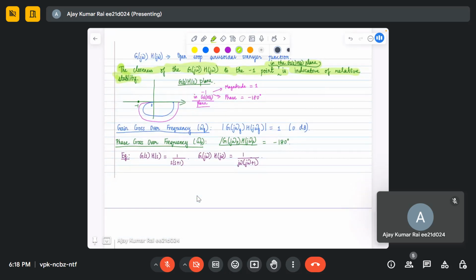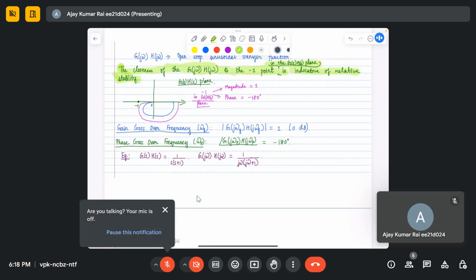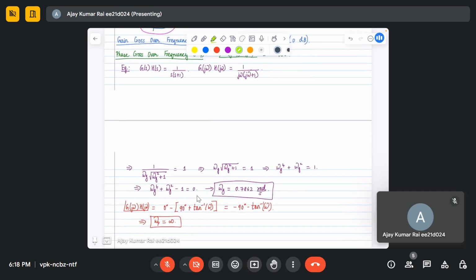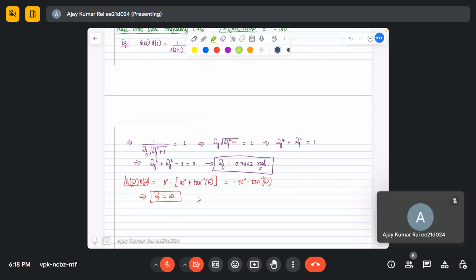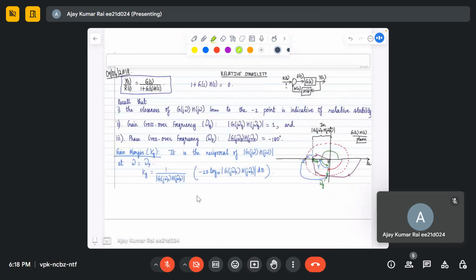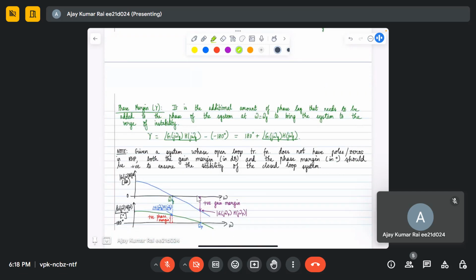A few terms here. Gain crossover frequency is the frequency at which the magnitude becomes 1. The other term is phase crossover frequency: at what frequency the phase of the transfer function is equal to -180 degrees. We have seen this with the example, and similarly with respect to the Nyquist plot here. Correspondingly, now the definitions: phase margin and gain margin.